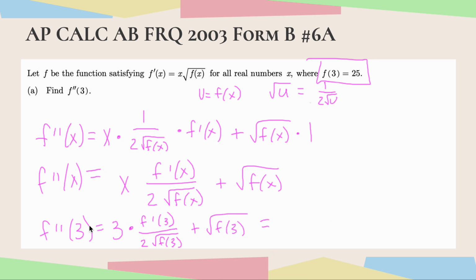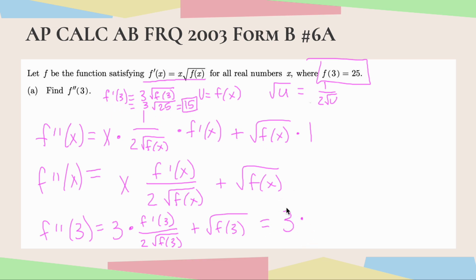Now, plugging in from there, I'm going to get 3 times my f prime of 3. So for that, I have to take this and plug in 3 there. As a little side note here, f prime of 3 equals 3 times the square root of f of 3, which is just equal to 3 square root 25, or 3 times 5, which is just 15. Sorry about how small that is. Hopefully you can see that okay.